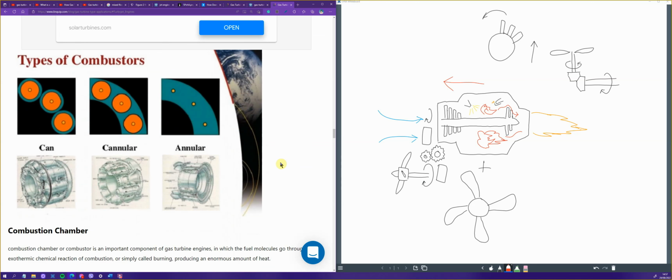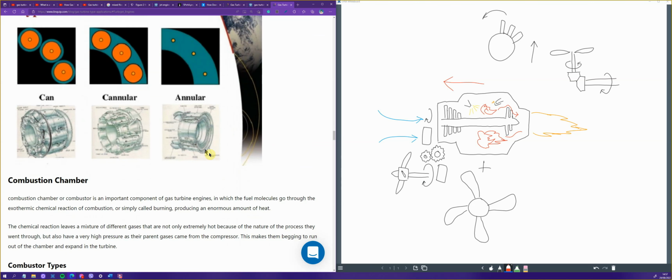Next is you have the combustors or combustion chamber niyan. Meron kang can, parang lata-lata yan. Cannular. Makikita nyo yung can, independent siya from each other. Yung cannular, isang buo. Yung annular, ito yung maliliit na yan. So, dito sa can, pag sumabog, contained lang siya diyan, tas dito lalabas.